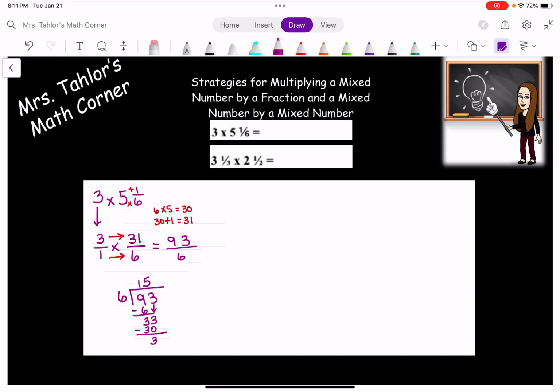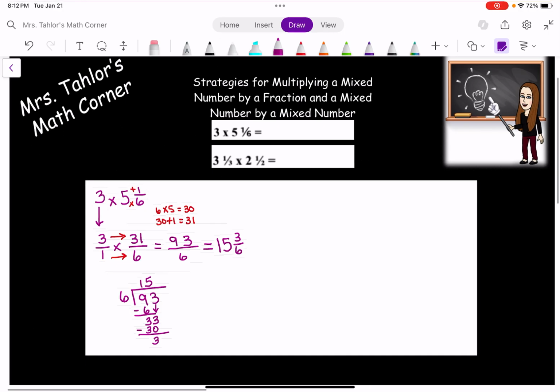So I know that 93/6 is the same as 15 and 3/6. But I also know that 15 and 3/6 is the same as 15 and 1/2, because 3 divided by 3 is 1, and 6 divided by 3 is 2.